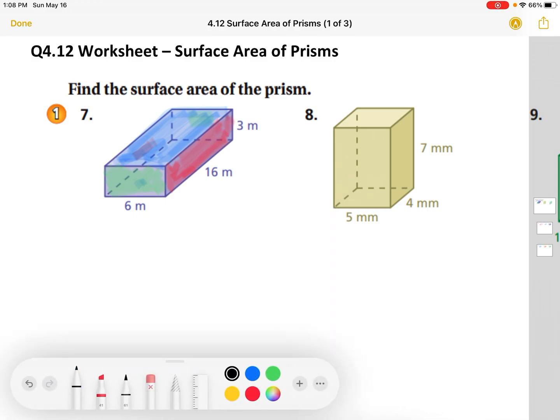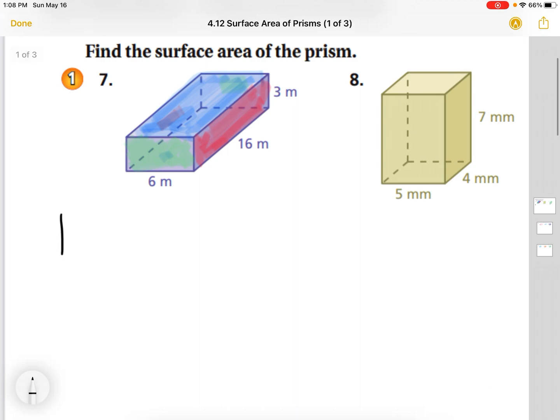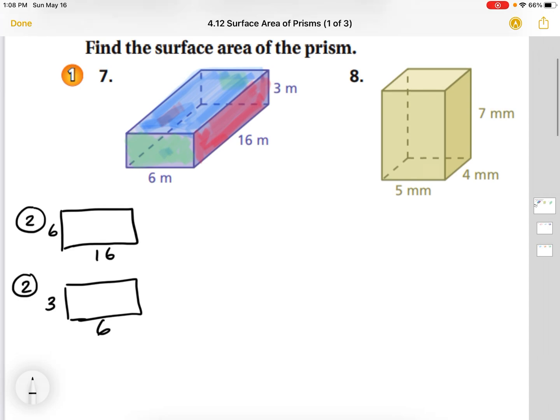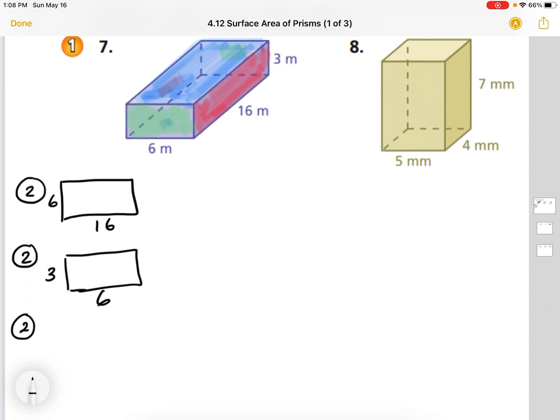I like to do it where I sketch each side out. So I have 2 of these, which are 6 by 16. So this would be the bottom. I have 2, this will be the front, which is 3 by 6. And I have 2, these will be the top, oh wait, this is the front and back. The sides are 3 by 16. So those are all my sides.